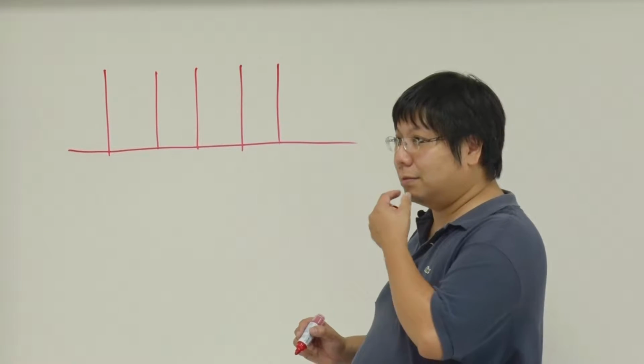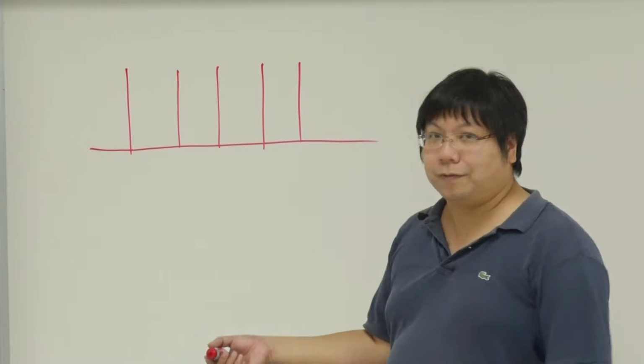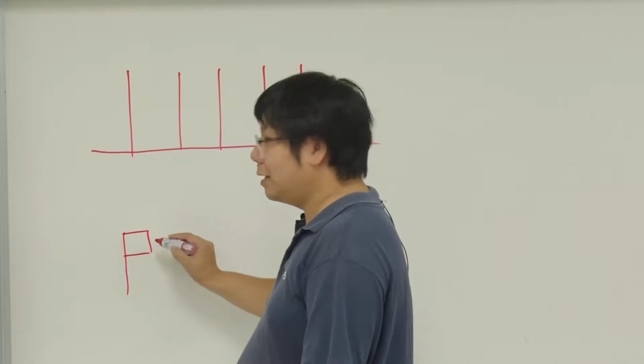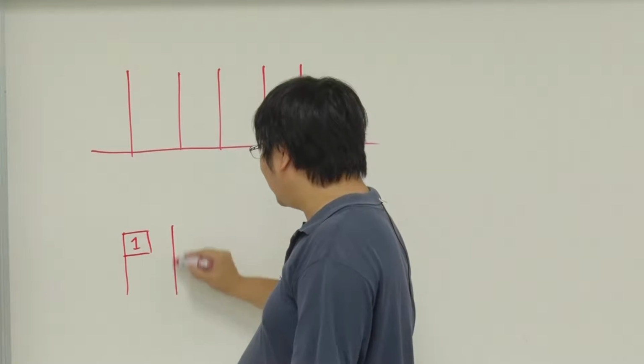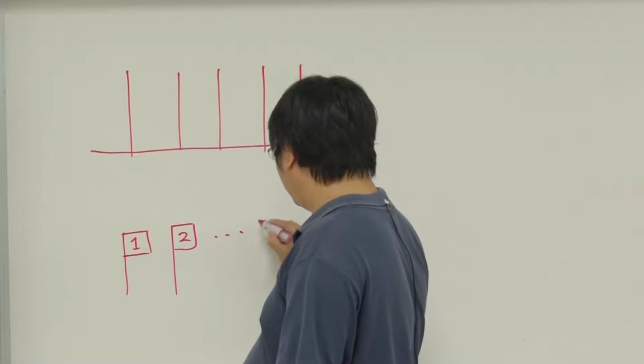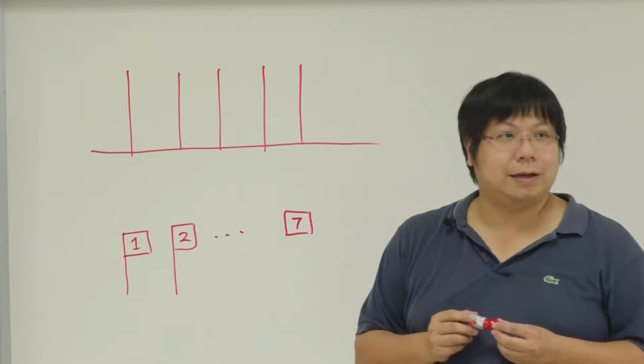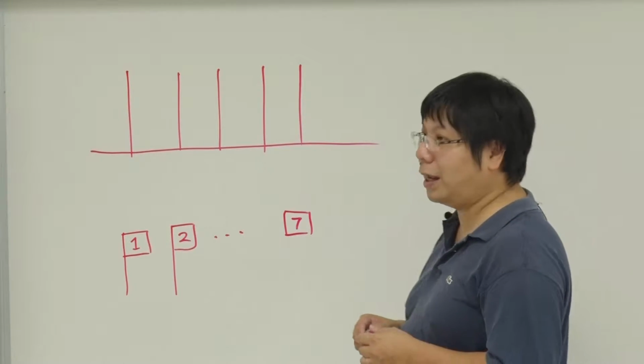Let's take a look at the 7 flags. So we have 7 flags to hang. Let's call it flag 1, flag 2, up to flag 7. Is that okay? So these are the 7 flags that we want to hang.